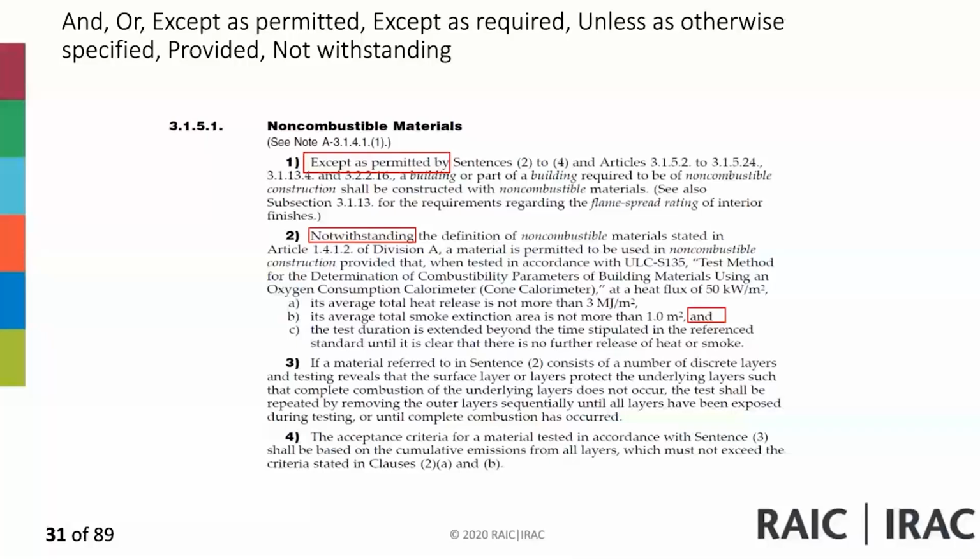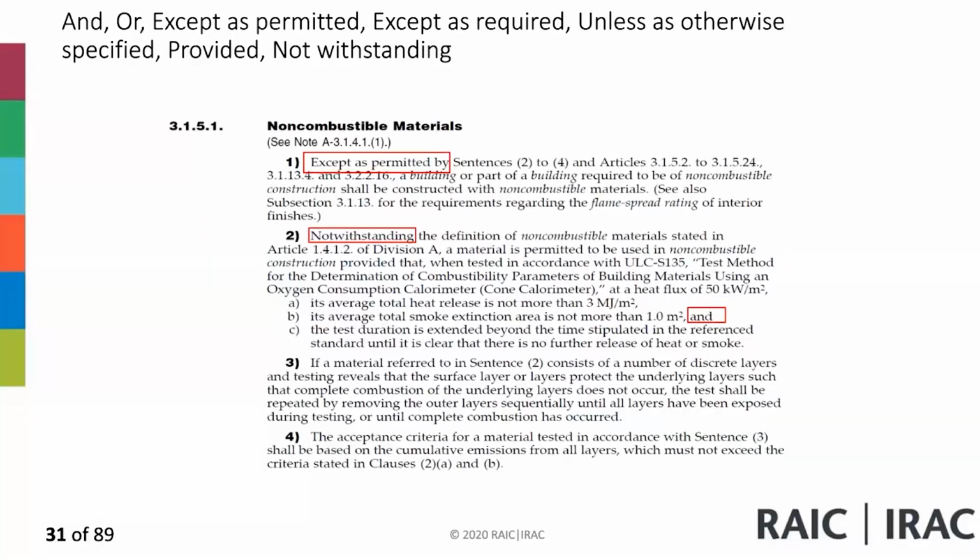What this sentence is telling us is that notwithstanding this definition, a material is permitted to be used in non-combustible construction, provided that when tested to ULC S135, it meets the following criteria. At a heat flux of 50 kilowatts per meter squared, it has a total heat release of not more than 3 megajoules per meter squared. Its average total smoke extinction area is not more than 1 meter squared, and the test duration is extended beyond the time stipulated in the reference standard until it is clear that there's no further release of heat and smoke.